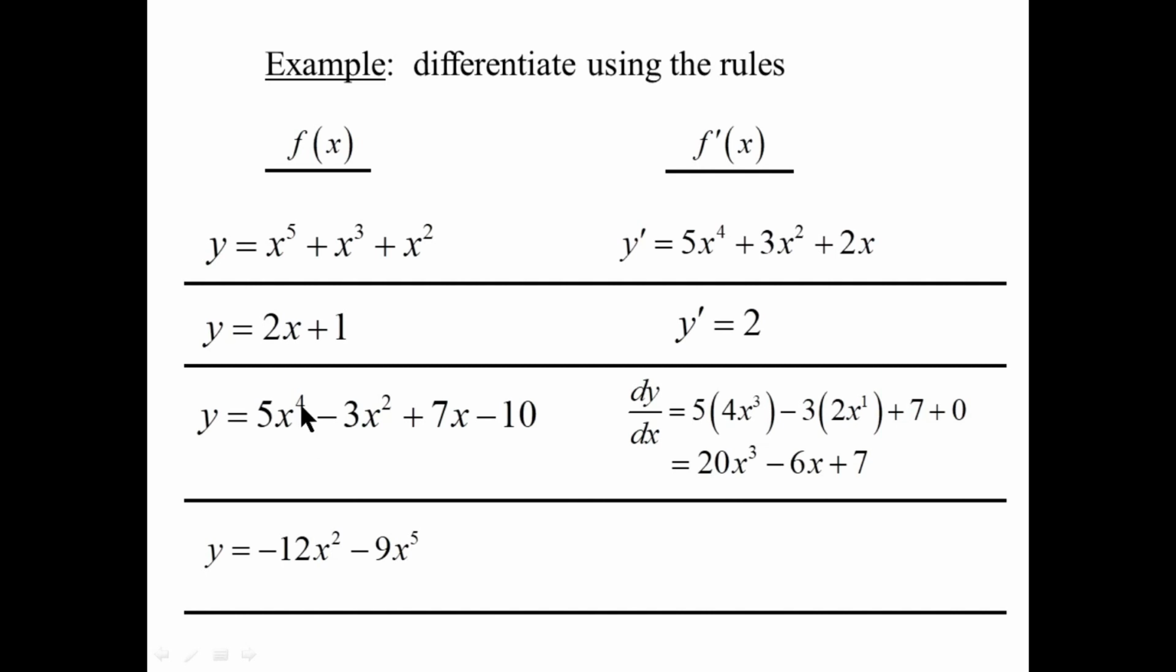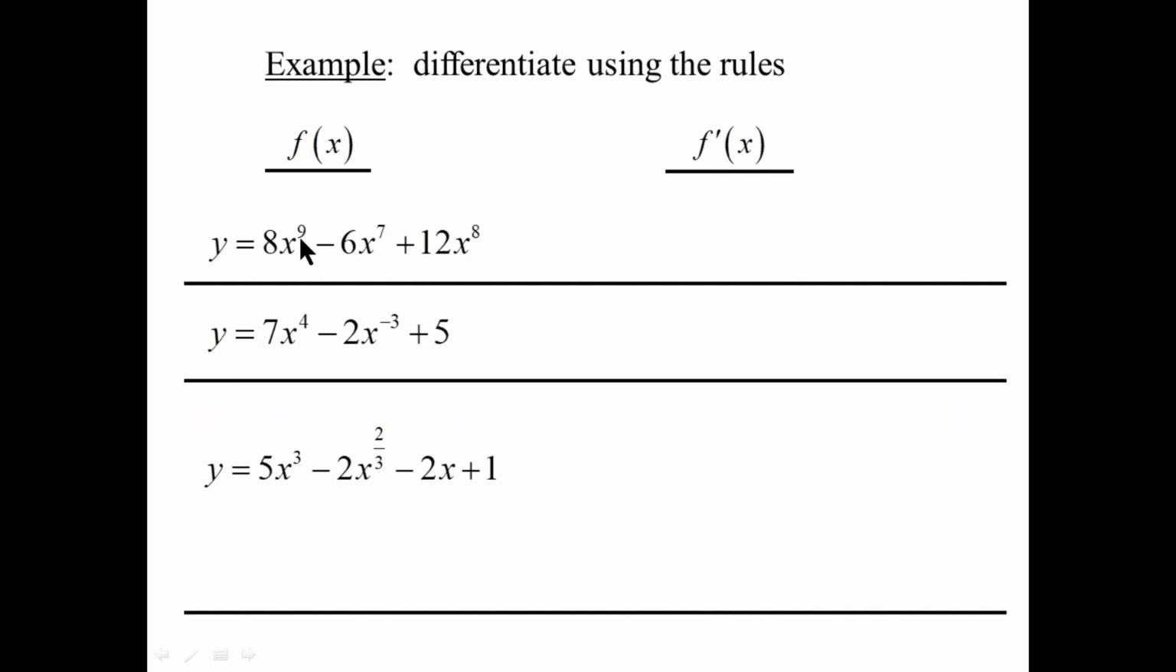We might notice the pattern here. The 4 kind of hops over and multiplies with the coefficient and becomes 20x to the 3. See it there? The 2 hops over and multiplies with the coefficient becoming minus 6x to the 1. There it is. And there's our mx differentiated. Using that pattern, we can now skip this step and just state the derivative when we see things like this. So the 2 hops over and it'll become minus 24x to the 1, etc. Minus 45x to the 4. Look at the pattern.